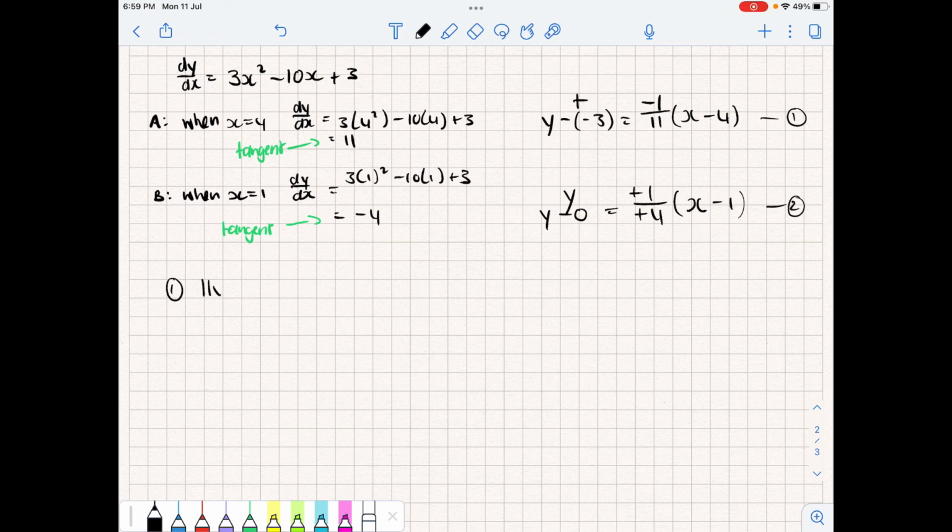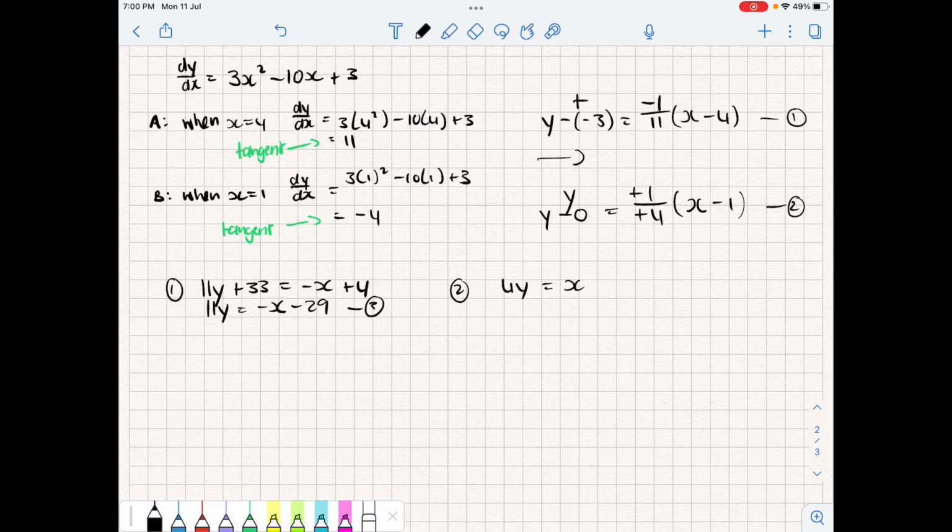So we're going to get 11y, plus 33 equal to, and I'm going to multiply that minus 1 throughout the bracket, I'll get minus x plus 4. And now I can just rearrange and I'll get 11y is equal to minus x minus 29. So this can be now a new one, perhaps equation 3. You could have done this beforehand already, preemptively thinking about where we were going. Right, then we'll take equation 2 and do exactly the same thing. I'll just multiply everything by 4, so I'm going to get 4y equal to x minus 1. That's good enough. We'll call that equation 4.